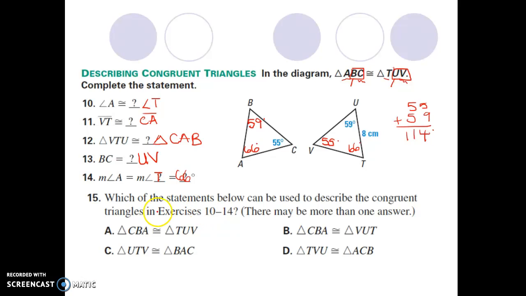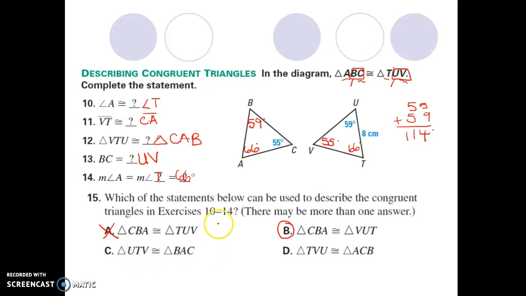All right. Which of the following statements below can we use to describe the congruent triangles in exercise 10 through 14? So again, all we have to do is go ahead and look to see which ones are in the same order. So for instance, CBA would be 3, 2, 1. So we'll have to look at our other triangle and see if it's in the same order, 3, 2, 1. So VUT. So right off the bat, I can already see that A is one that will not work. For B, I have CBA, so again, it has to be in the order 3, 2, 1. Look up here, VUT, 3, 2, 1 will be VUT. So this one is correct.